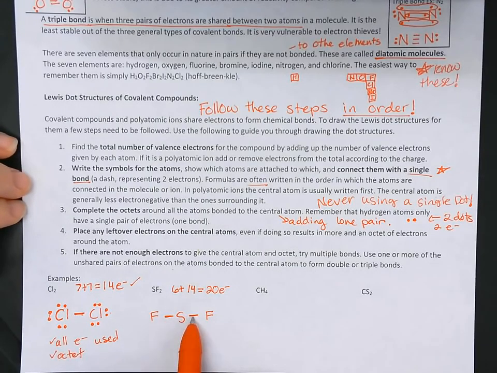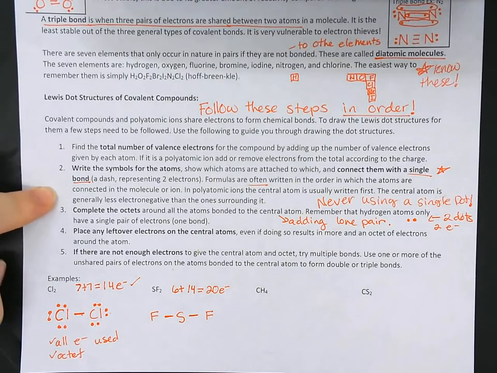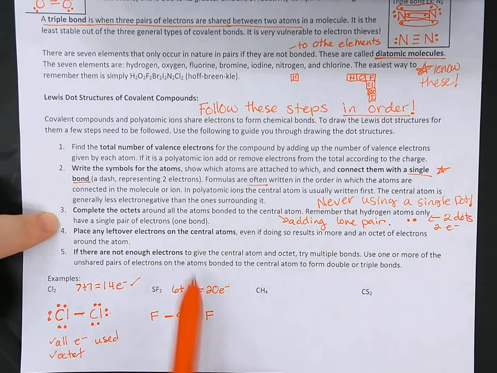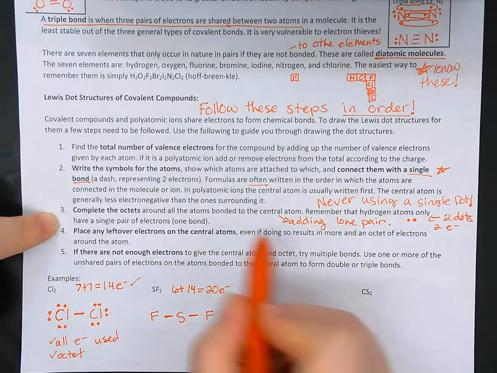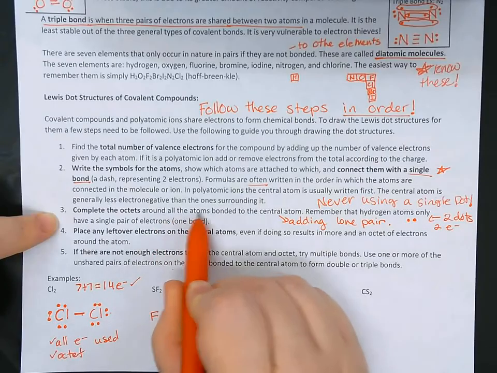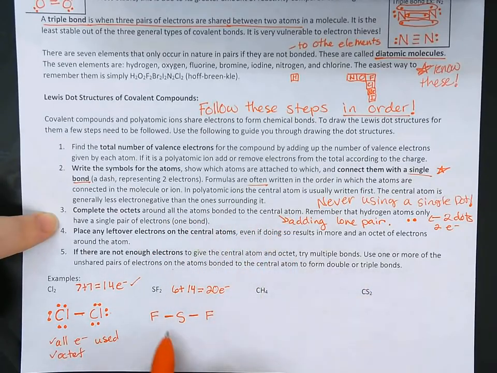So this sulfur has 4 electrons already, and each fluorine only has 2. That takes care of step 2. We're going to move on to step 3, where we're completing the octets by adding those lone pairs. Now, we are going to do that on all the atoms bonded to the central atom. So we're going to do it on the outside atoms first. Okay, so lone pairs on outside atoms first. Okay, so that means our fluorines.